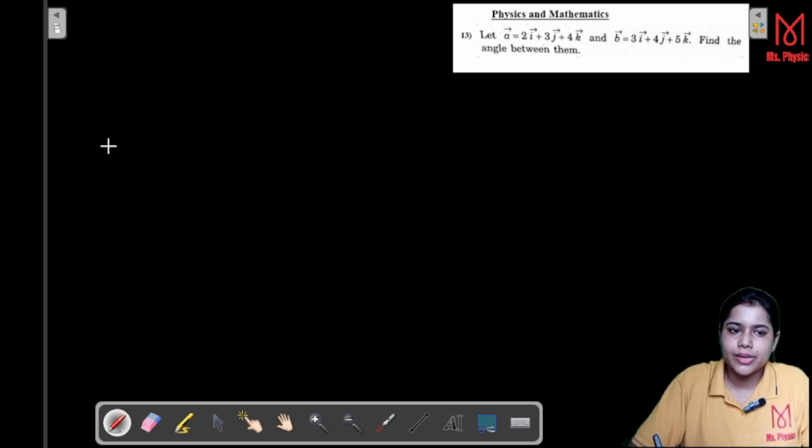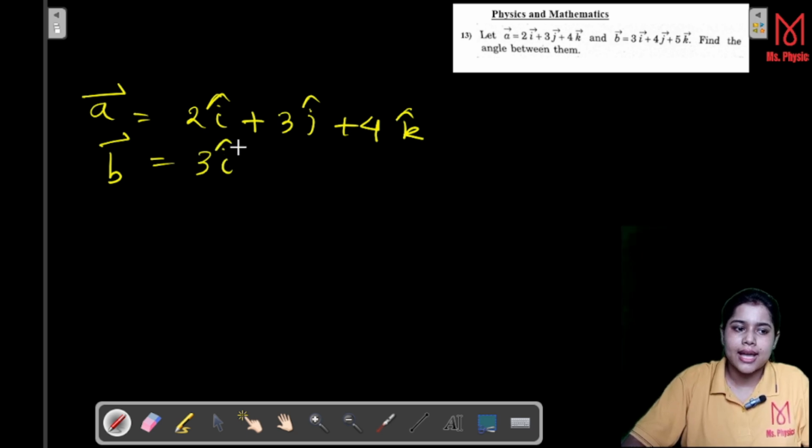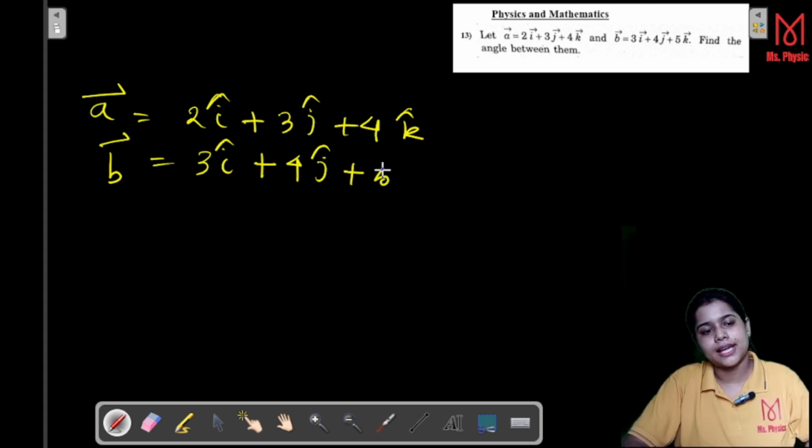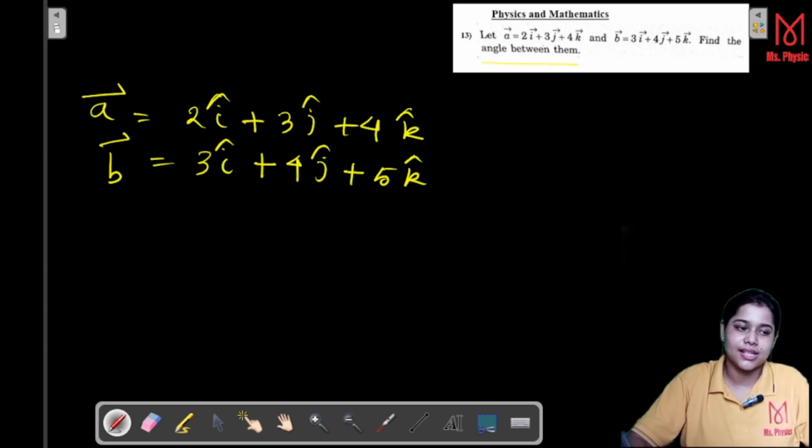Here you can see the 13th numerical on the screen: A is equal to 2i cap plus 3j cap plus 4k cap. The vector A is given, and another vector B is also given, that is B vector is equal to 3i cap plus 4j cap plus 5k cap. Now you have to find out the angle between them.